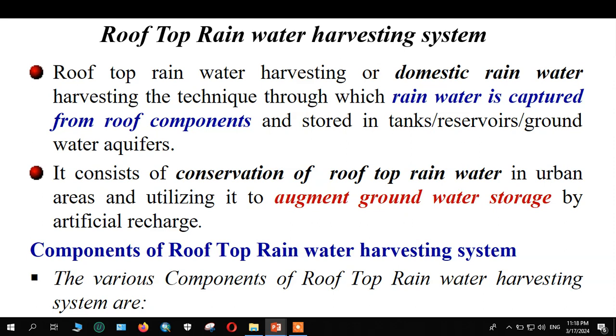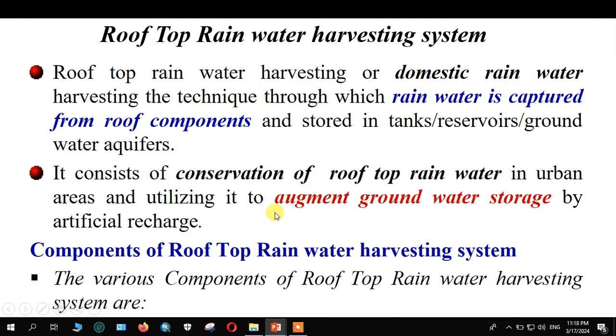Rooftop water harvesting, or domestic rainwater harvesting, is the technique through which rainwater is captured from roof components and stored in a tank or simple reservoir, or groundwater aquifer. It consists of conservation of rooftop rainwater in urban areas and utilizing it to augment groundwater storage by artificial recharge.